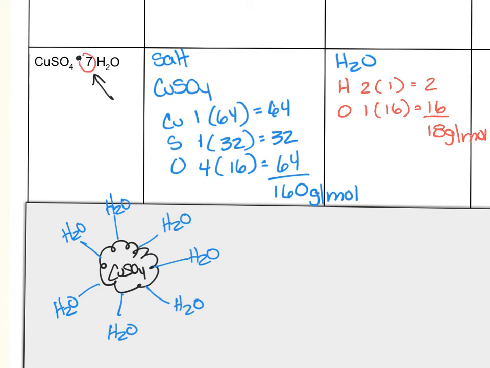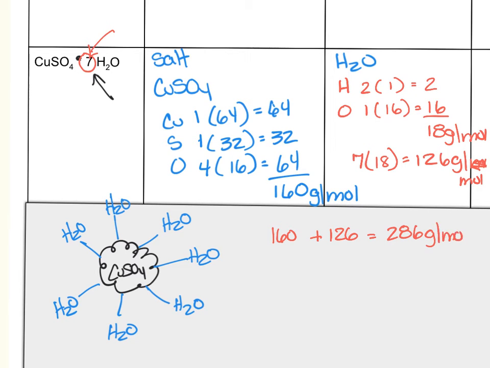However, there are 7 water molecules. So we're going to do 7 times 18 equals 126 grams per mole. Whoops, that went off my page, but you get the idea. Alright, that tells us the salt portion of this copper 2 sulfate weighs 160, and the water portion weighs 126. When we add these together, we're going to get a total mass of 286 grams per mole.